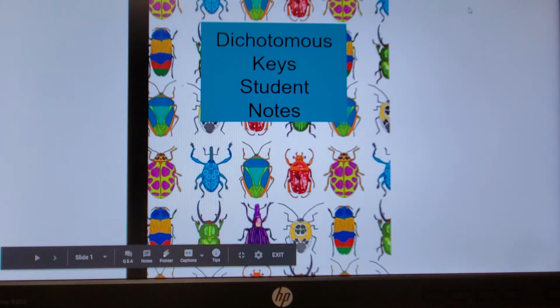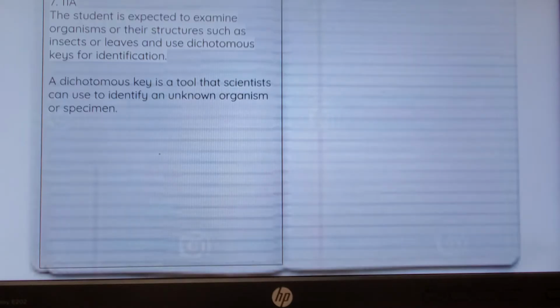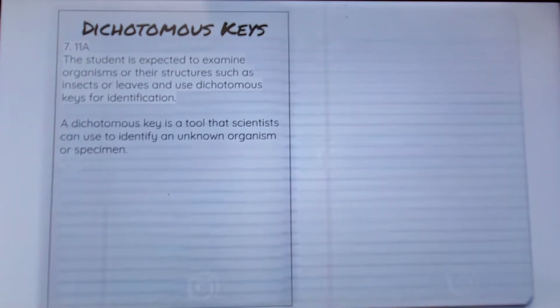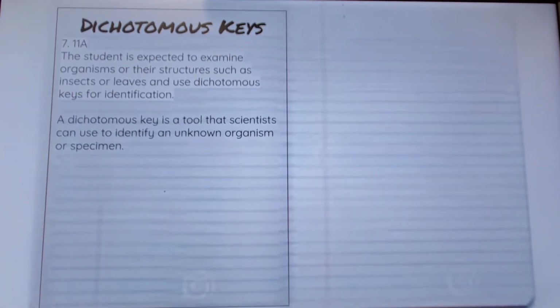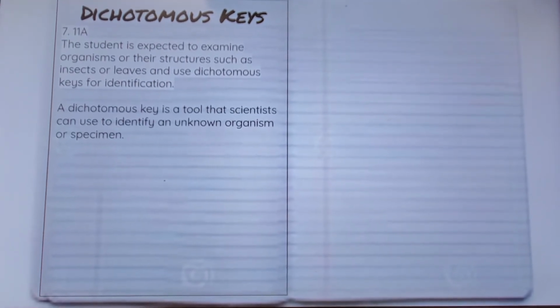So we're starting sort of a new part of our notebook, the dichotomous key, and I will add the page of notes to the master copy, and I'll show you that before we move on later. So this is where you will be writing in your notes for dichotomous keys. And there is Article 711.